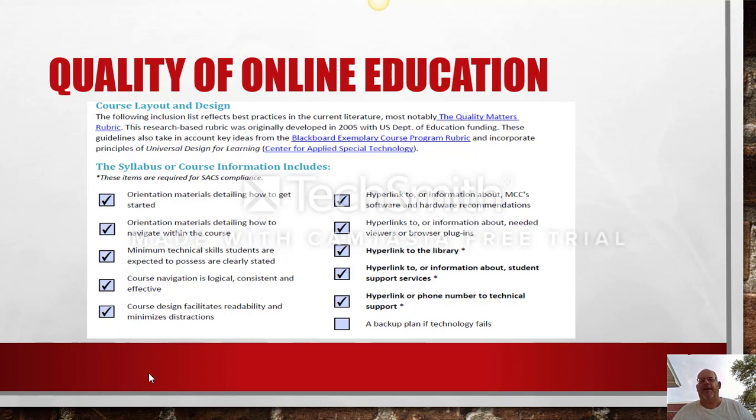The only thing I didn't see is a backup plan if our technology fails, which is usually a box that's not checked for online. You can do it for hybrid, and I can check this off for hybrid. If my technology fails, we just cover it in class. But for a straight online, if the server system goes down, it's really hard to have a backup plan for that. And I'm not even sure what my school's is. We have one for SACS, our accreditation body, but it's not always published, so I'm not really sure, so I had to leave that one blank.